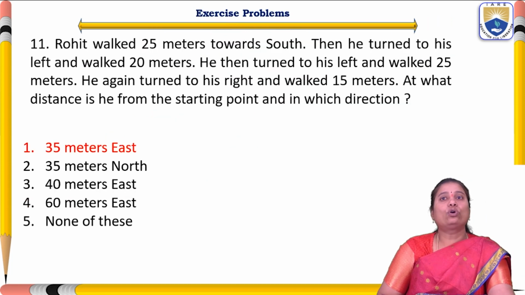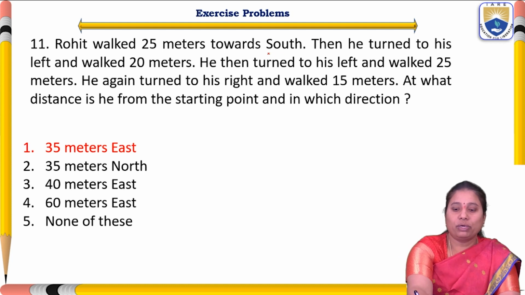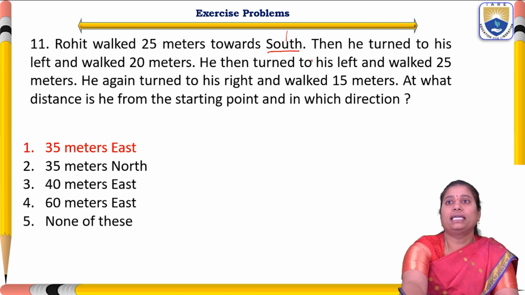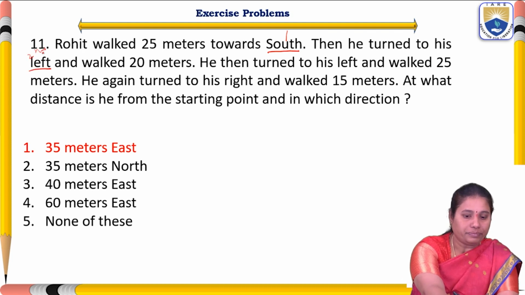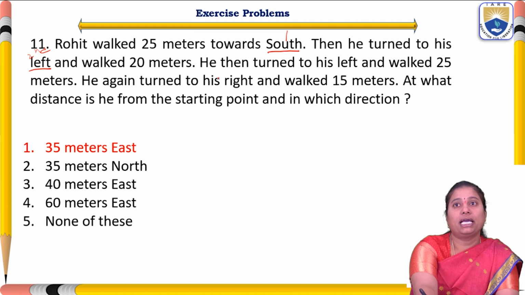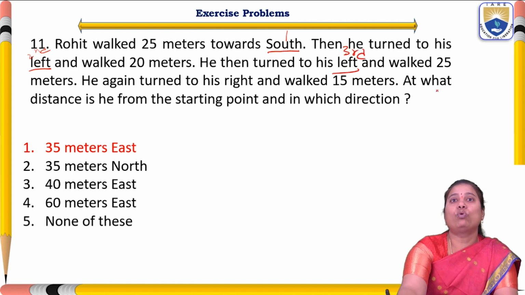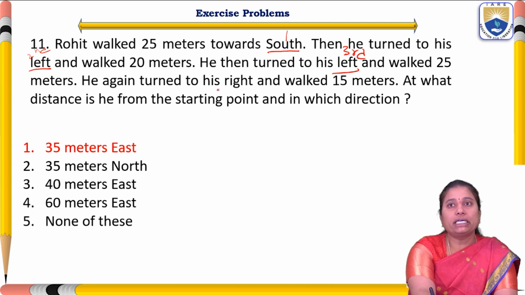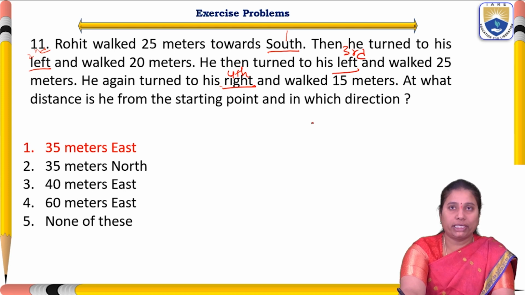Next one. Rohit walked 25 meters towards south. So the first one is south, and then he turned to his left. That is the second movement, and he walked 20 meters. He then turned to his left, third one, and walked 25 meters. He again turned to his right. That is the fourth movement, and walked 15 meters. At what distance is he from the starting point and in which direction is he?